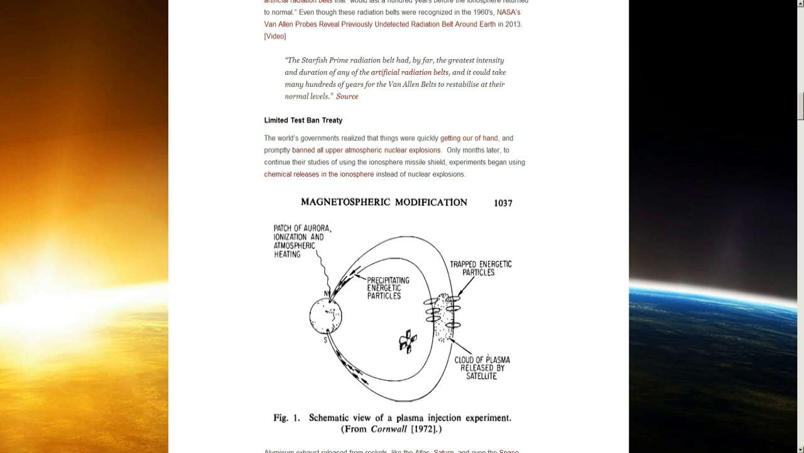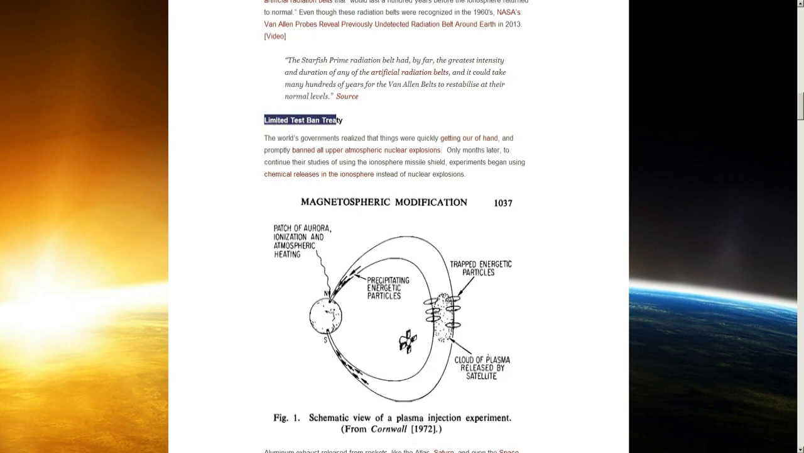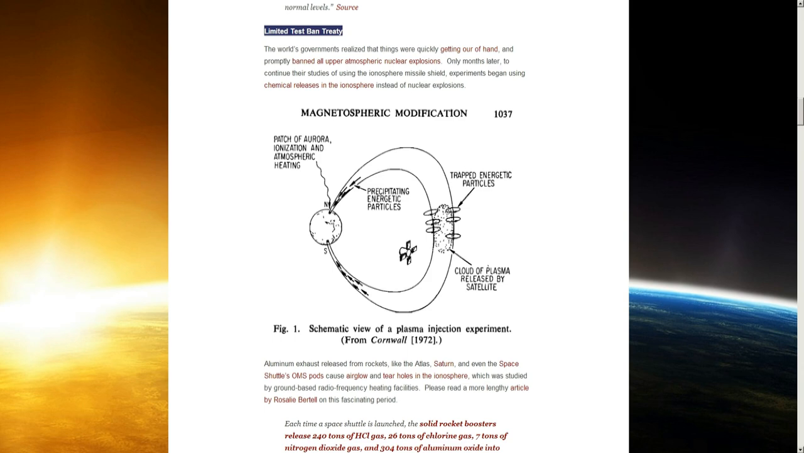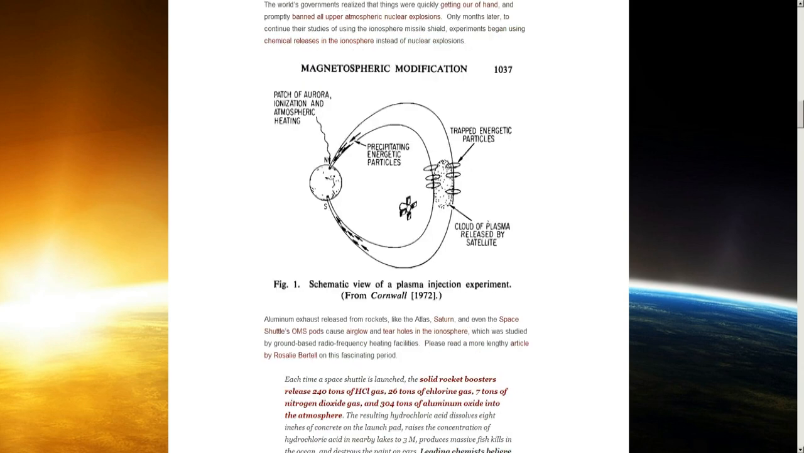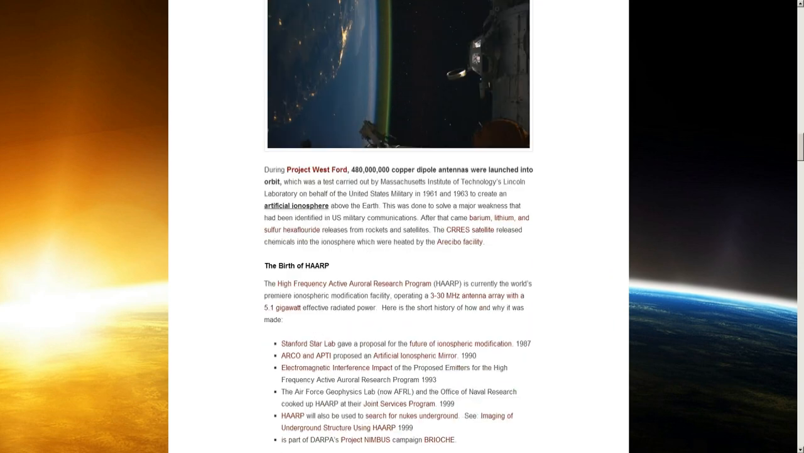If you come down through here, you're going to read the long history, dating back to 1958's Project Argus, when they started blowing up the sky with nuclear blasts, and then the world banned that with the Limited Test Ban Treaty. They said, no more of that. So instead of using nuclear explosions, they started using particles that were dispersed in the ionosphere, and then they heated them with arrays like the Arecibo array. We have an example of that here.